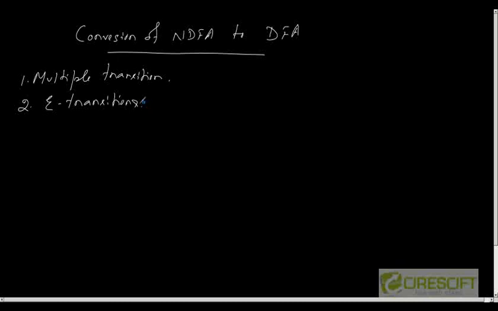Empty transition means from a given state, without consuming any symbol, I can make a transition. That is an empty transition. So multiple transitions are taken care of by what we call the subset construction method.